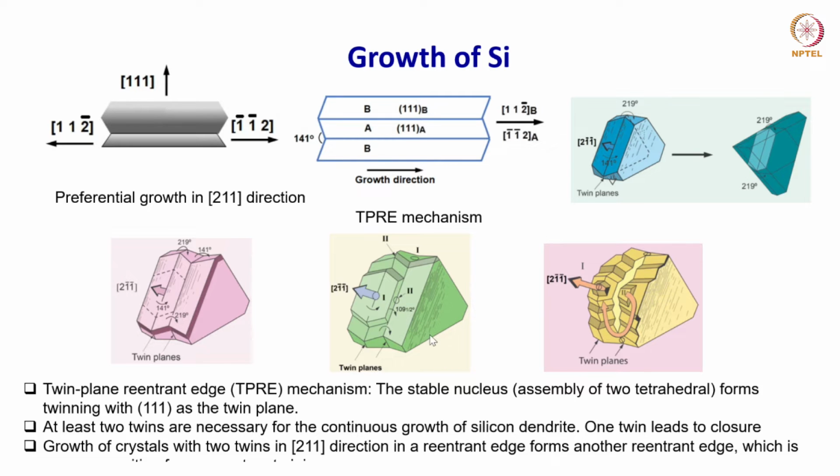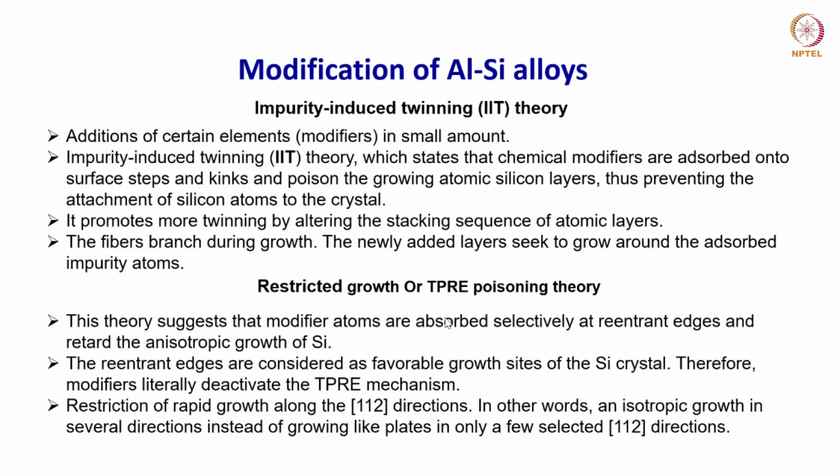And how it does is, when you add certain elements which are known as modifiers, as I said, in small amount, they will basically promote some kind of poisoning by poisoning those sites at which the silicon atoms tend to attach more preferentially. Okay, so this mechanism of modification when you add certain elements in small amount is known as impurity induced twinning, or in short IIT. Okay, so the name sounds very familiar, IIT, but the meaning is different over here.